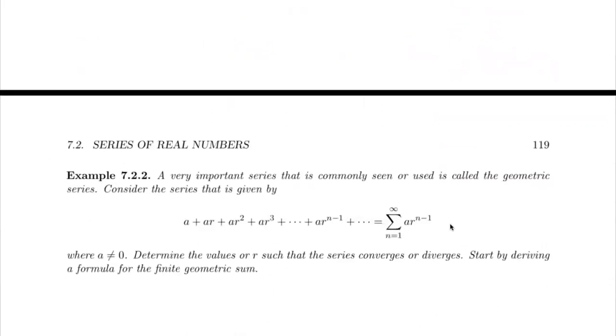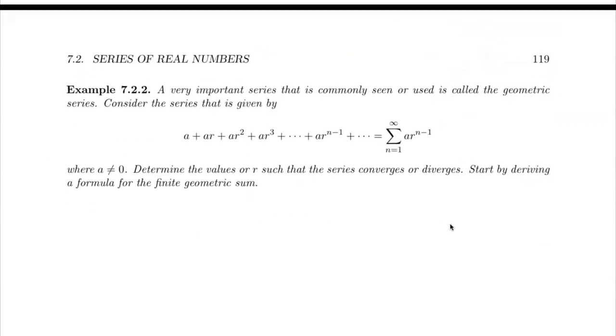Good. So now let's consider an important series called the geometric series. We're given this series here, where a is not equal to 0. Let's determine the values of r such that the geometric series converges and diverges. All right, so one thing we should first have a look at is when r is equal to 1. So case 1 is when r is equal to 1.